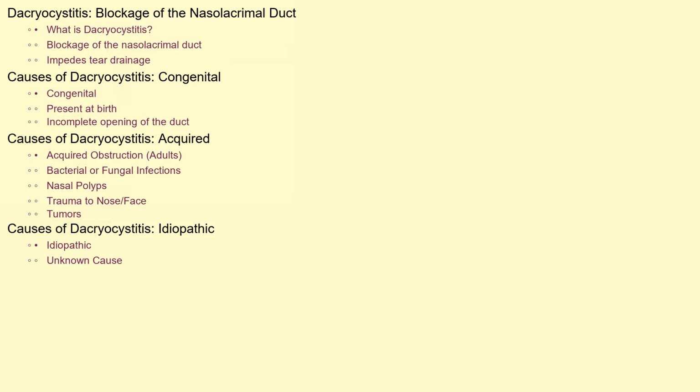This blockage can be congenital, meaning present at birth, often due to an incomplete opening of the duct. In adults, it's typically caused by acquired obstruction. This can be due to a variety of factors, including bacterial or fungal infections, nasal polyps, trauma to the nose or face, or even tumors. Sometimes, the cause remains unknown, and it's simply referred to as idiopathic.